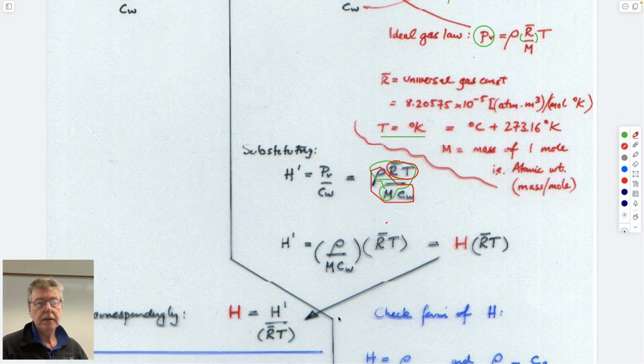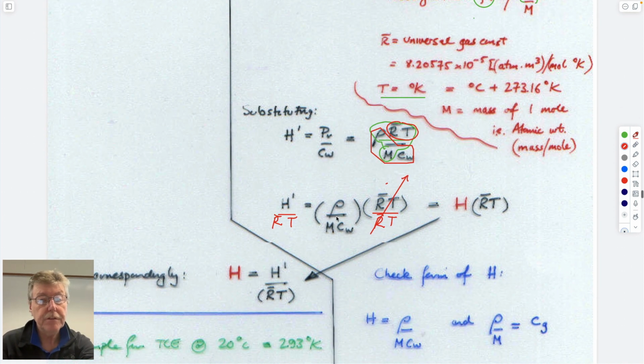And so if you divide Henry's law, if you divide both sides by the universal gas constant times temperature, and the universal gas constant times temperature, then this goes to 1, obviously, and you're left with this term here.